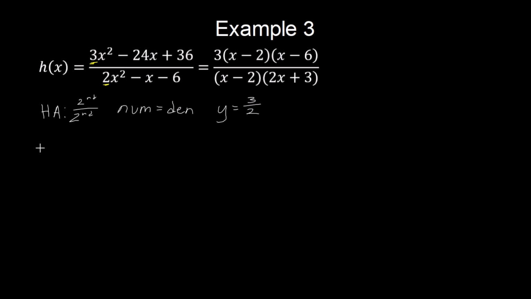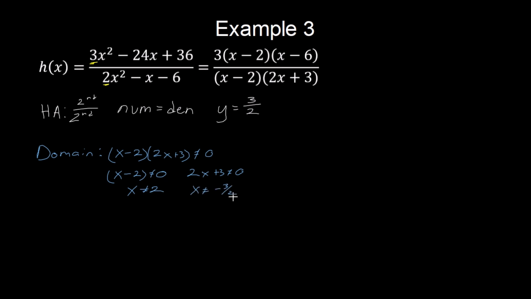Let's go ahead and jump over to domain. So the domain, again, is the denominator cannot equal 0. That is the big one for rational equations. So x minus 2 times 2x plus 3 cannot equal 0, which means x minus 2 can't equal 0, and 2x plus 3 can't equal 0. Again, a little bit of algebra says x cannot equal 2, and x cannot equal -3/2. So there is our domain.